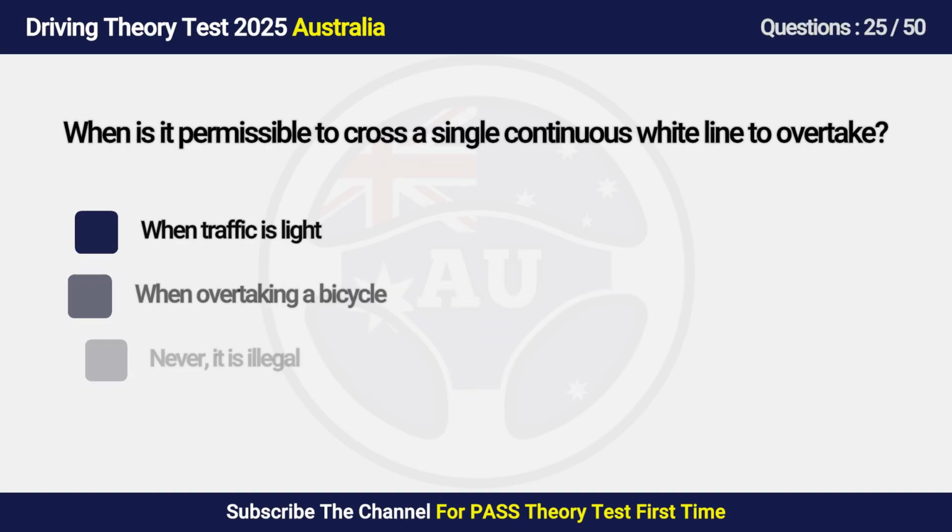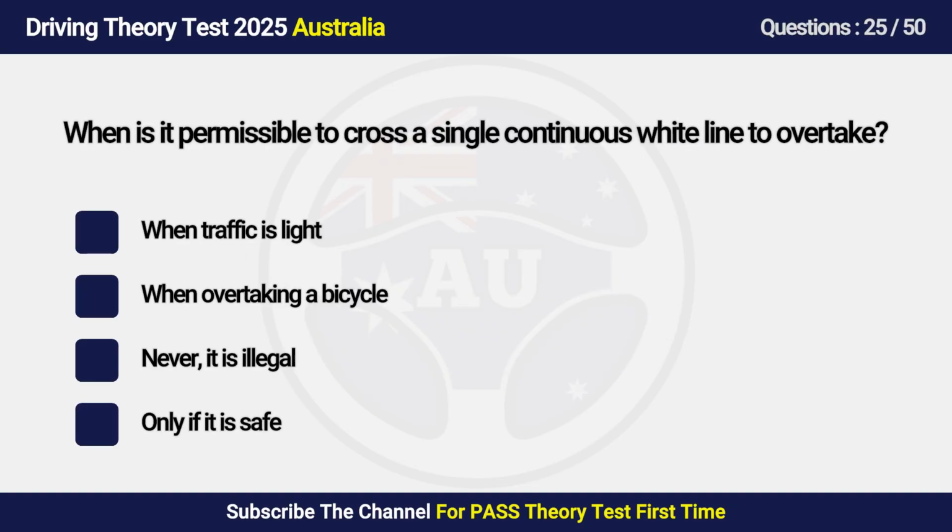Question 25. When is it permissible to cross a single continuous white line to overtake? A. When traffic is light. B. When overtaking a bicycle. C. Never, it is illegal. D. Only if it is safe.